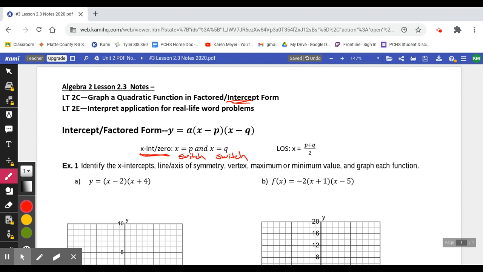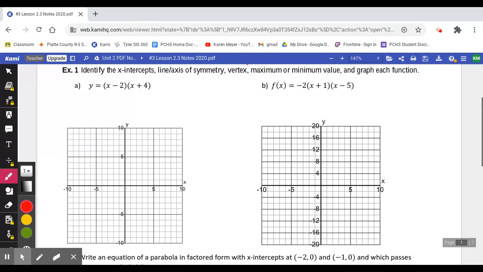Now the line of symmetry should be in the middle of the two intercepts. So if you're looking for the middle, you're looking for an average. And an average, remember, you just add the two items together and divide by 2. So it says line of symmetry is P plus Q divided by 2. So that's the new parts. So then let's go to our problems and start working.